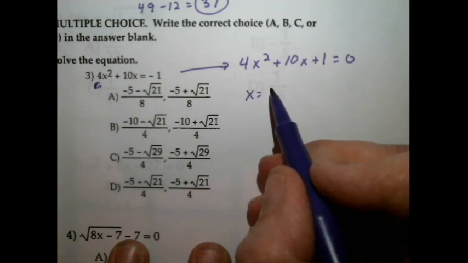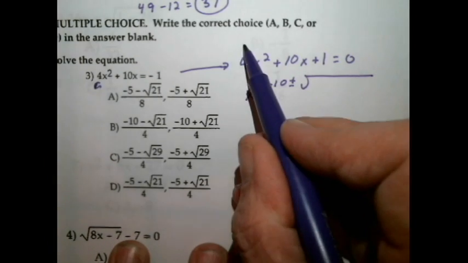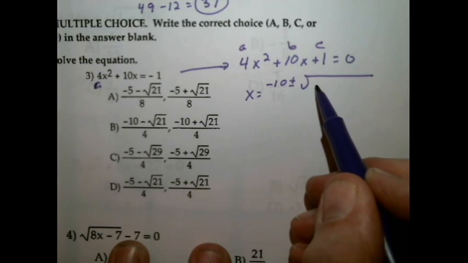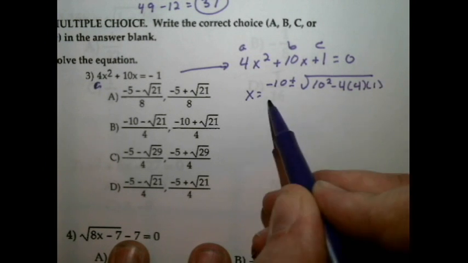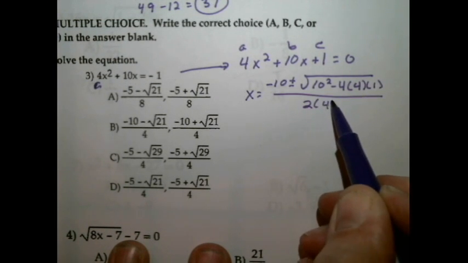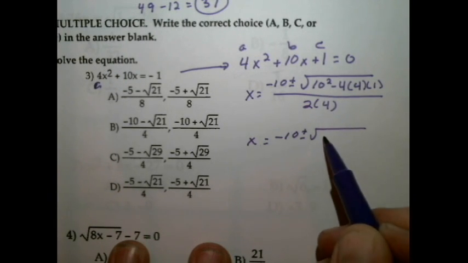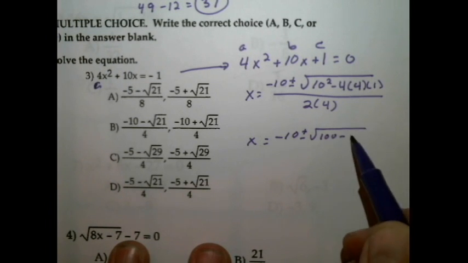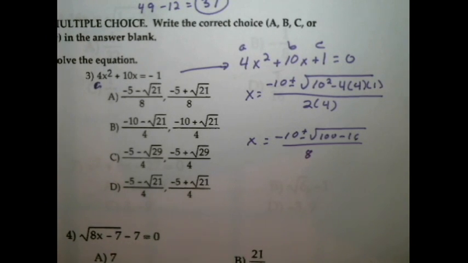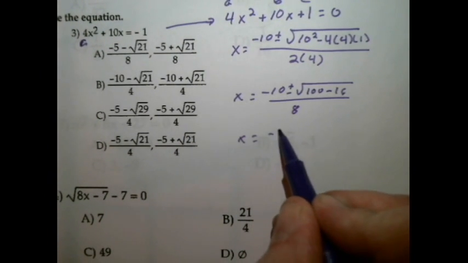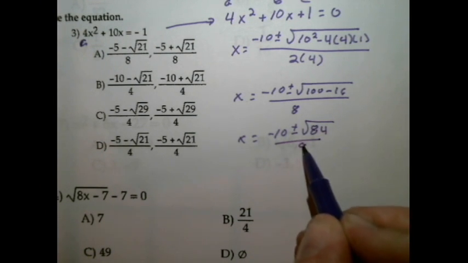So x is going to equal the opposite of b, so negative 10 plus or minus the square root. Let's see, b squared, so 10 squared minus 4 times a, which is 4, times c, which is 1, all over 2 times a. So x equals negative 10 plus or minus the square root of 100 minus 16 over 8. Okay, so I just need to finish simplifying that. X equals negative 10 plus or minus the square root, 100 minus 16 is 84, all over 8.